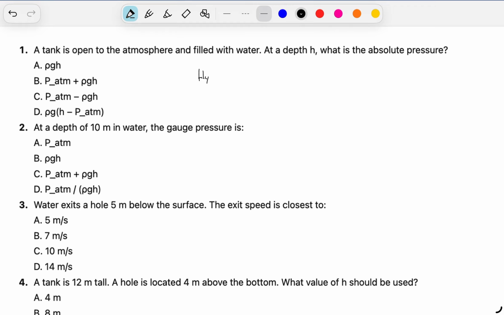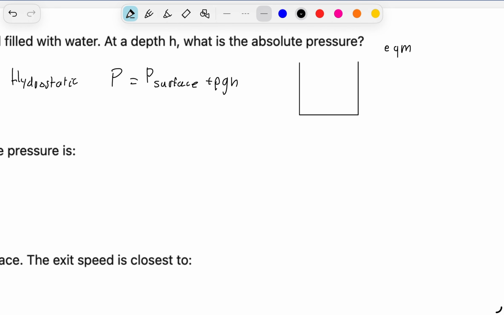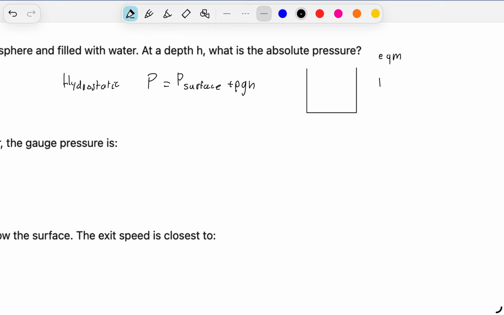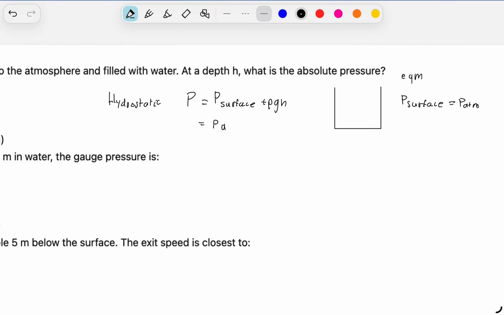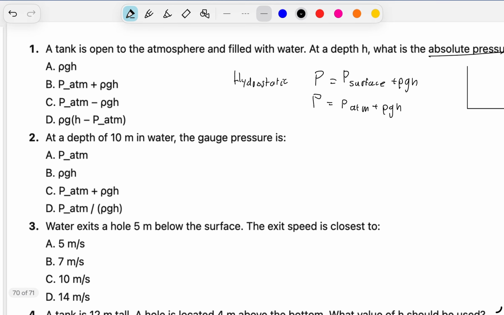So we have the hydrostatic pressure equation, which states that the pressure is equal to the pressure that you have at the surface plus rho gh. And since we know that the tank is open to the atmosphere, the pressure is at equilibrium with the atmosphere, and since it exits into the atmosphere, it's going to take that same atmospheric pressure. Therefore, our pressure at the surface is equal to atmospheric pressure. Therefore, we could just say that our hydrostatic pressure, aka our absolute pressure, is going to be our atmospheric pressure plus our rho gh, which leaves us with option B.